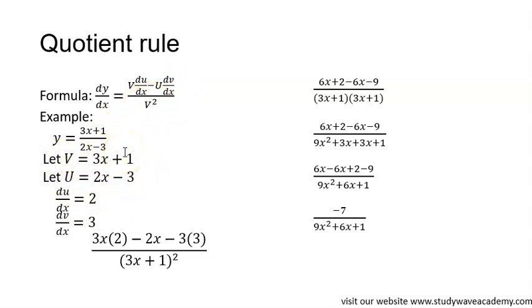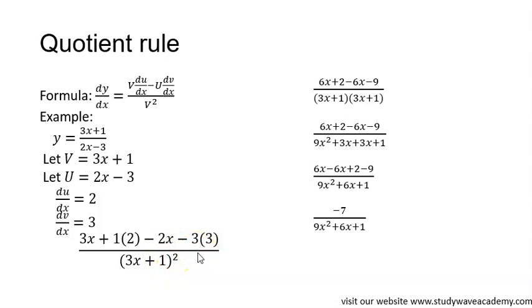So we substitute our values into this formula. V here is 3x plus 1, so we put 3x plus 1. Du over dx is what? 2, bracket 2. Minus u here is 2x minus 3, you write it out. Dv over dx is 3, bracket 3. All over v squared. This is v, so we square it. 3x plus 1 squared.